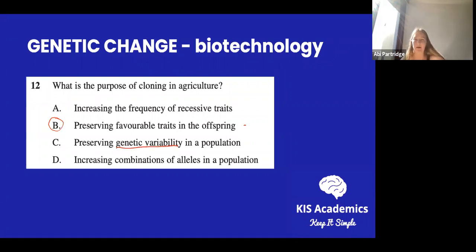Cloning is replicating the exact same DNA in the next organism, so it would be decreasing genetic variability. Increasing combinations of alleles is the same thing as genetic variability. It's not increasing the combination of alleles, it's just keeping them exactly the same as they are.